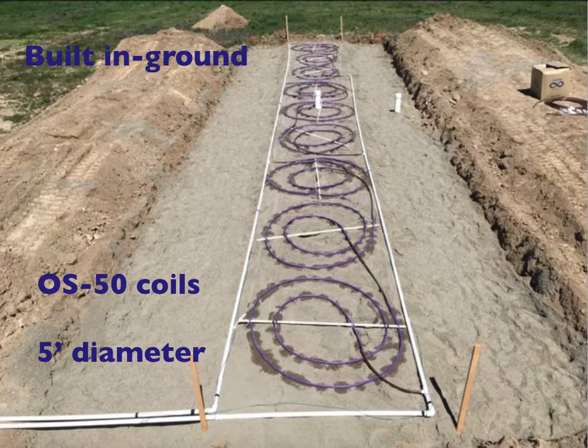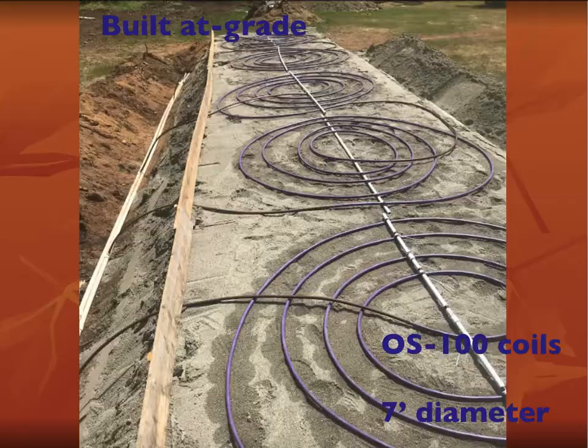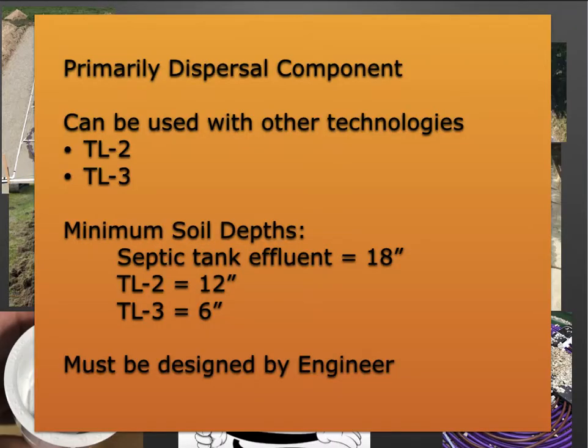So here are just some pictures of the OS50 and OS100 coils in the field. So here's a picture of the OS50 coils before they're backfilled and the OS100s. So they'll look the same in their application. So a reminder, this is a primary dispersal component. This is a dispersal technology for Virginia.